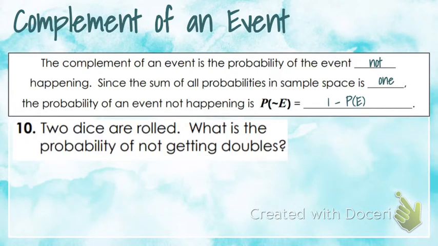Okay, 2 dice are rolled. What is the probability of not getting doubles? So we saw in number 4 that there are 36 total options when you roll 1 pair of dice, 2 dice. Well, there are only 6 options where you get doubles. You can get 2 1s, 2 2s, 2 3s, 2 4s, 2 5s, or 2 6s. So, since there are only 6 out of 36 ways to get doubles, if we do not want doubles, we just subtract that from 1. So we'll get 30 out of 36, which equals 5/6.